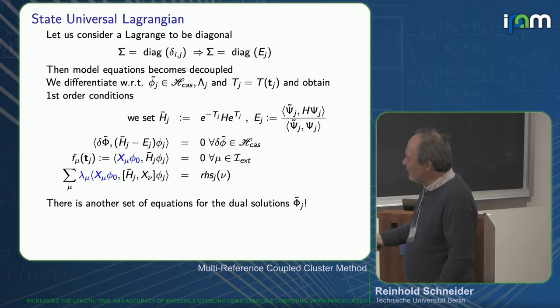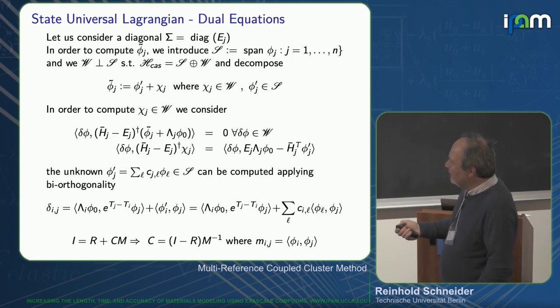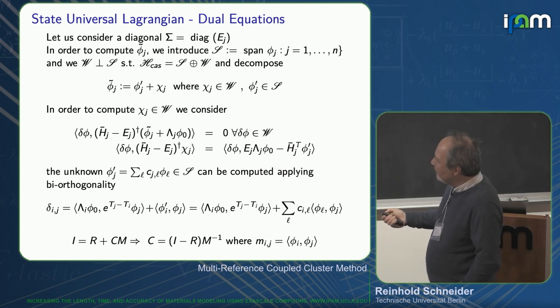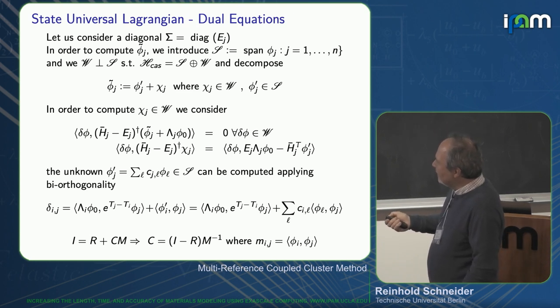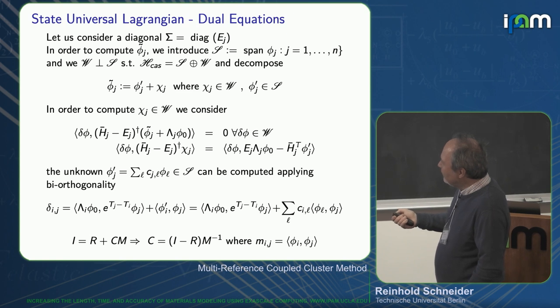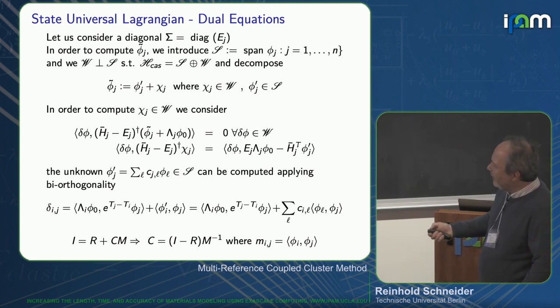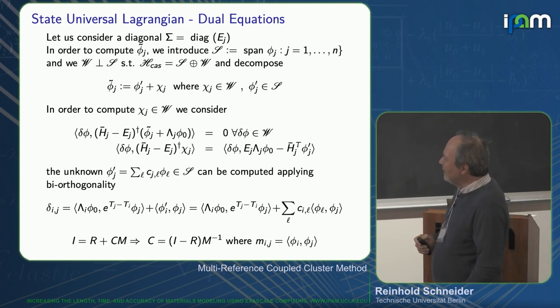But how do we compute the dual ones? That is a little bit tricky. We have computed the phi j. In the cusp space, let us introduce the span of this phi j, S. The orthogonal decomposition splits the cusp space into this space S and its orthogonal complement W. So we can decompose every cusp function into a component in S and a component in the complement.